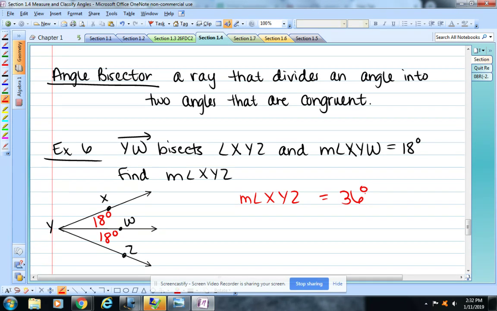That's it. So, what if they tell you the measure of the whole angle? How are you going to find a little one? Divided by 2. There you go. So if they give you a little one, you double it. They give you a whole one, divide by 2. But you're going to have to read the letters. Okay? You're going to have to read the letters.